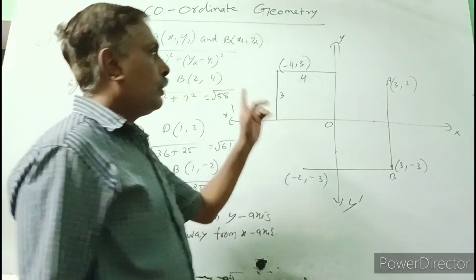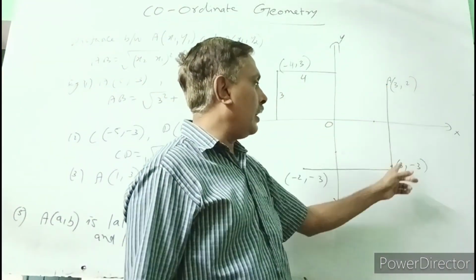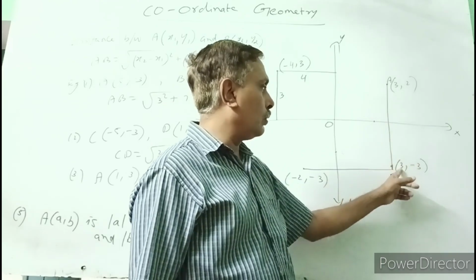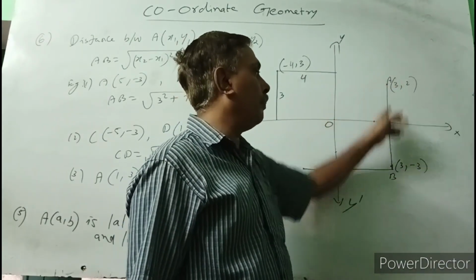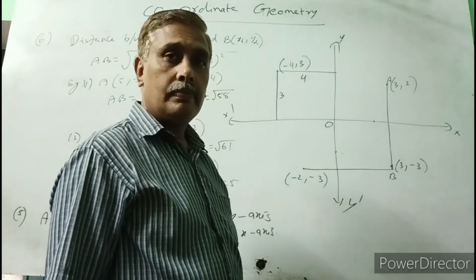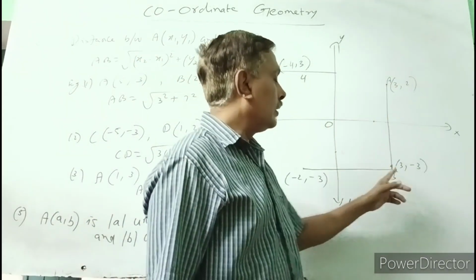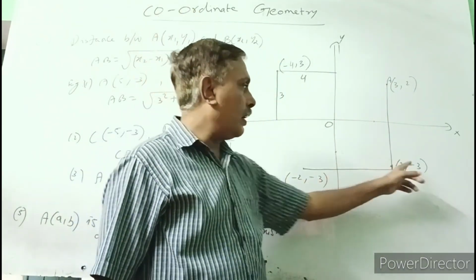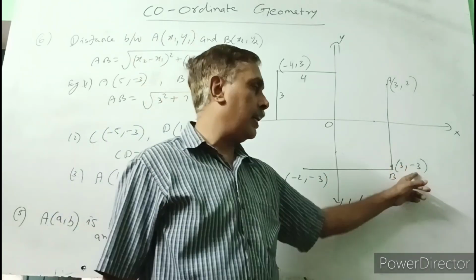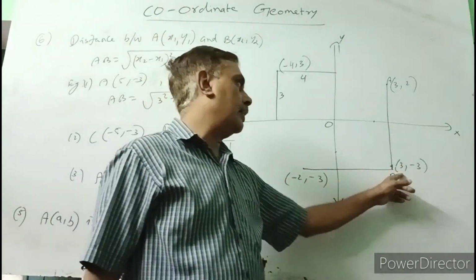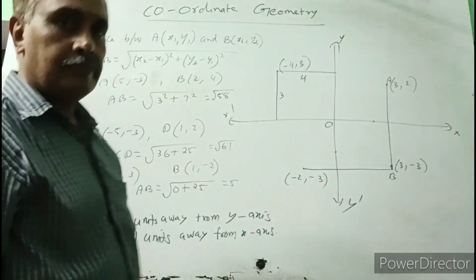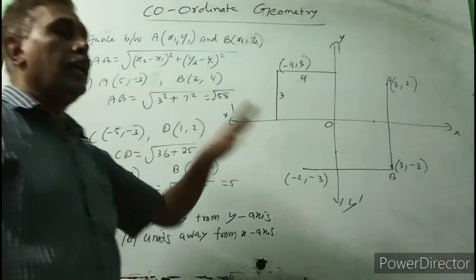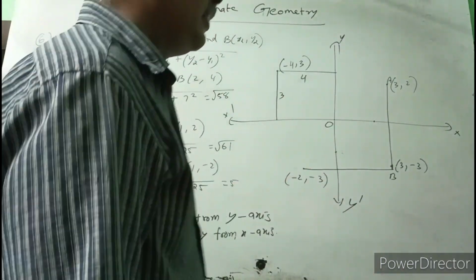Now I told you in the previous case, if x1 and x2 are equal, therefore here also 3, here also 3, then such lines will always be parallel to the y-axis. Similarly, if y1 and y2 are equal, you see minus 3 same, then such lines are always parallel to the x-axis. This much you learned in 9th standard.